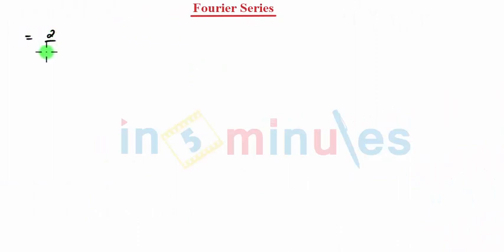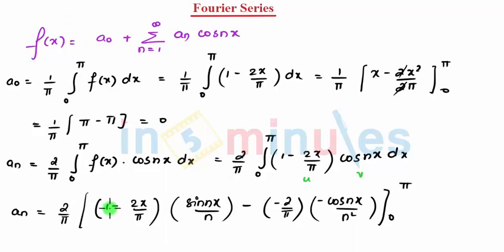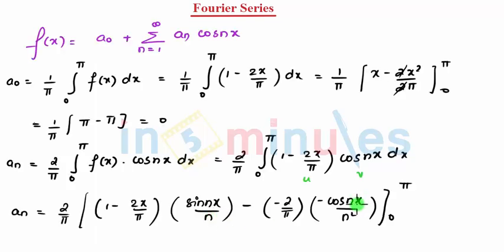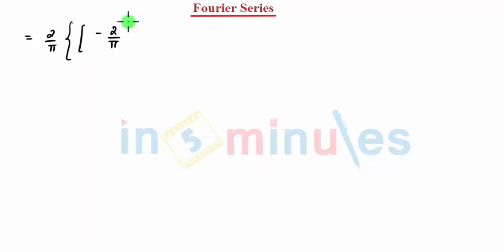Let's put the upper limit and lower limit. We have 2/pi outside, and when you put the upper limit pi here, pi and pi cancel, giving 1 minus 2, and sin n pi is 0, so we don't need to take care of this. So the first term is 0 here, then minus minus minus gives me minus 2/pi. Let's mention this. So first I get minus 2/pi, and then cos n pi is (minus 1) raised to n divided by n squared. So I got (minus 1) raised to n divided by n squared.